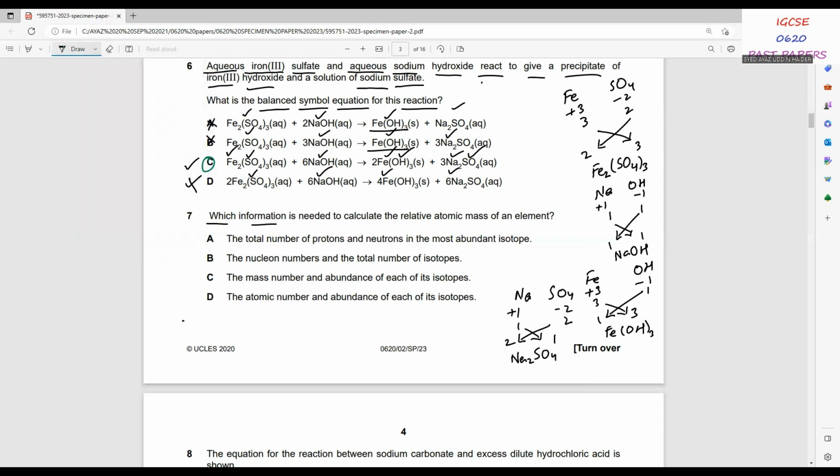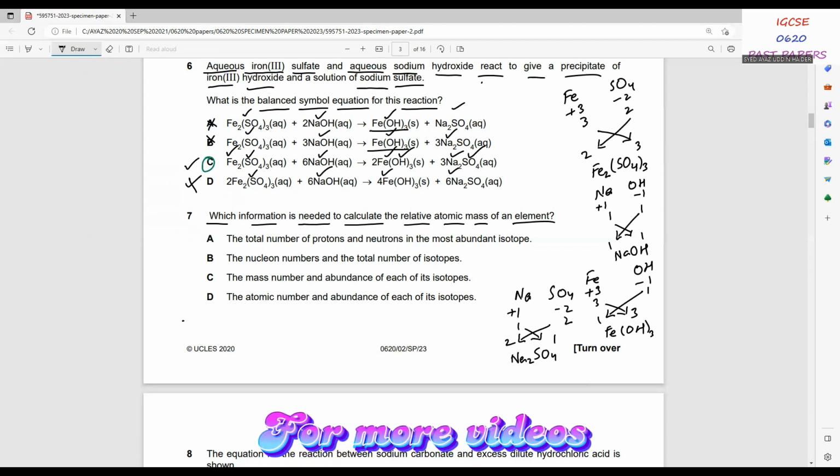Which information is needed to calculate the relative atomic mass of an element? It is related to the isotopes, so you must have isotopes in your answer. And for isotopes, the number of nucleons is different, which results in a different mass number. So we have only one choice here, which will be correct.